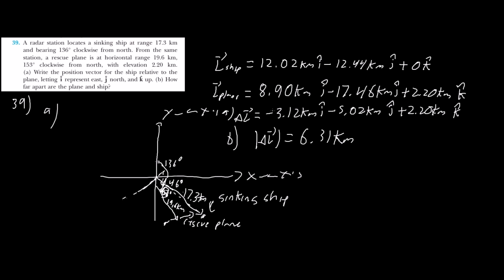But regardless, folks, this is going to be the difference between the vectors, and then the magnitude, the distance between the sinking ship and the rescue plane, which is what they're asking, how far apart are the plane and the ship, is 6.31 kilometers. And that's all, guys. Let me know what you guys think. All right, bye. I hope this helps.